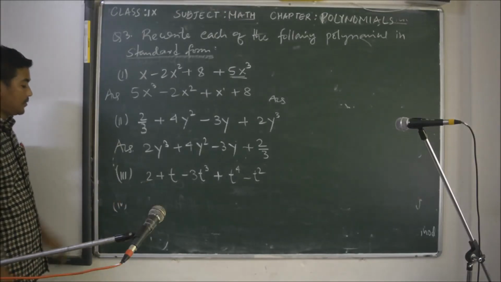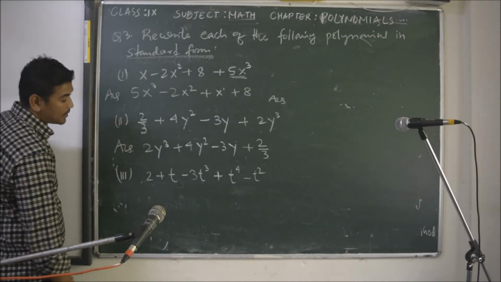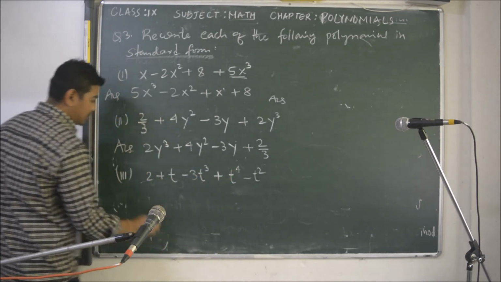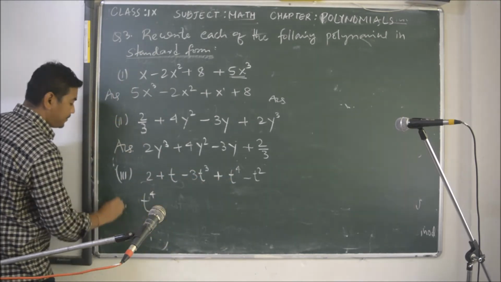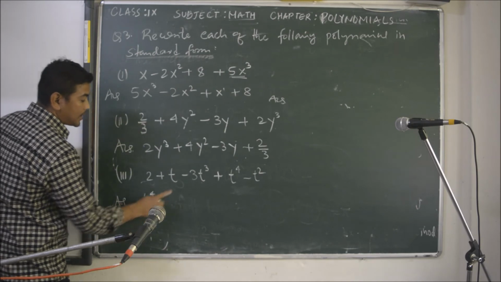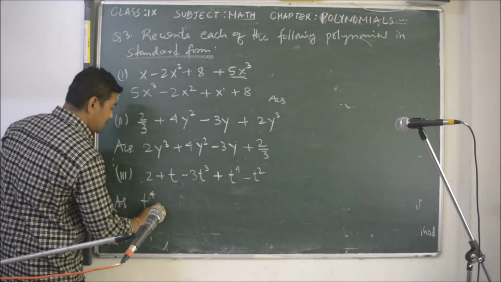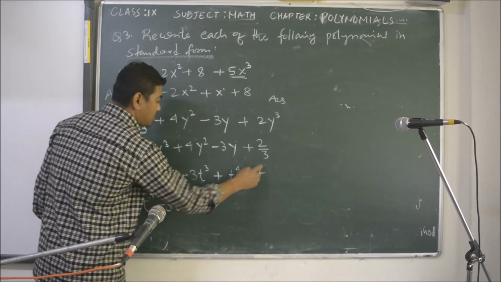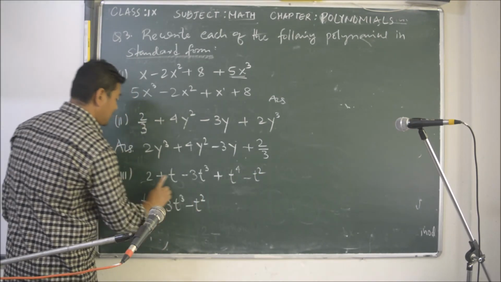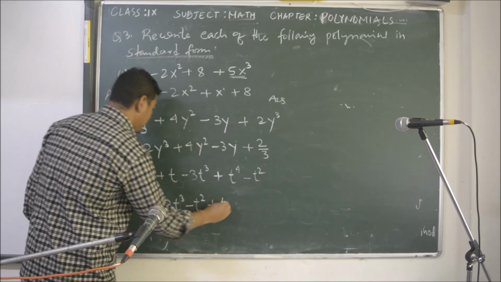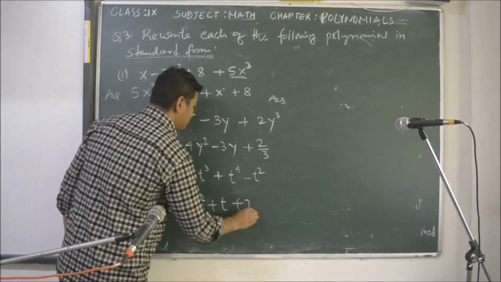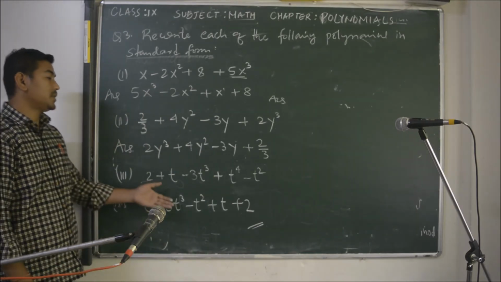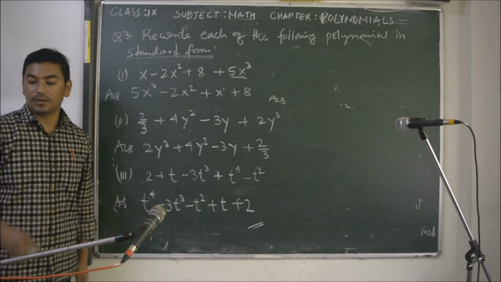Now let's come to the third one here. The highest power term, no, not this one, here t power 4 is there. So this is t power 4, and second highest is minus 3 t power 3, and square term minus t square, then plus t, and plus 2. So this is the standard form of the given polynomial.